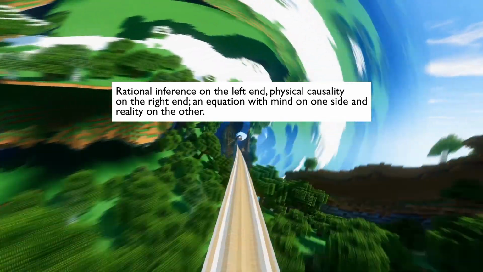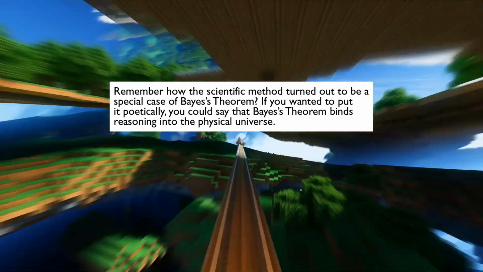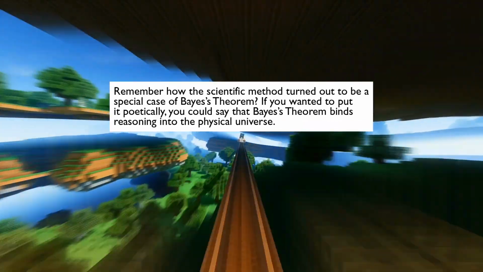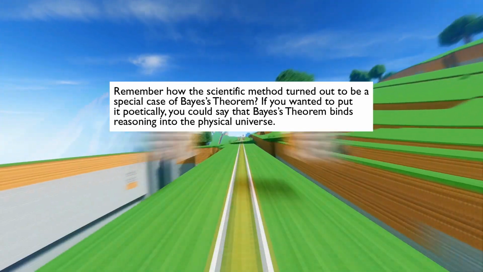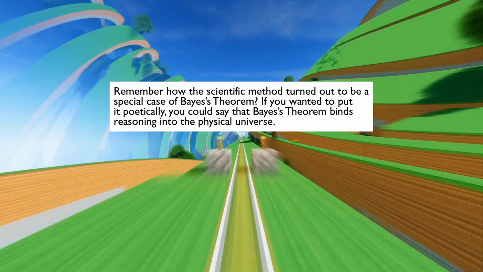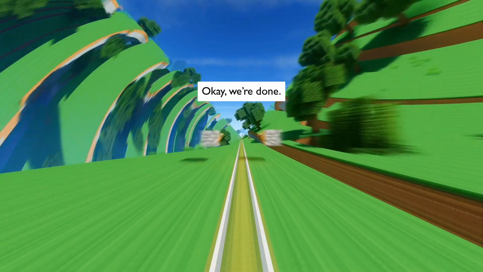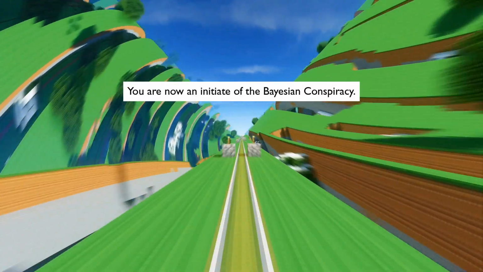Rational inference on the left end, physical causality on the right end, an equation with mind on one side and reality on the other. Remember how the scientific method turned out to be a special case of Bayes' theorem? If you wanted to put it poetically, you could say that Bayes' theorem binds reasoning into the physical universe. Okay, we're done. Reverend Bayes says: you are now an initiate of the Bayesian conspiracy.